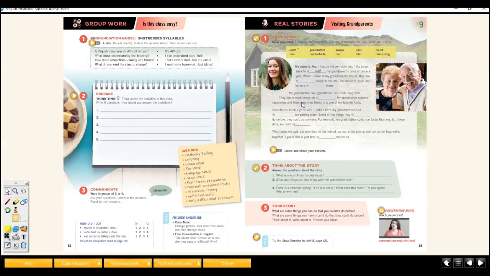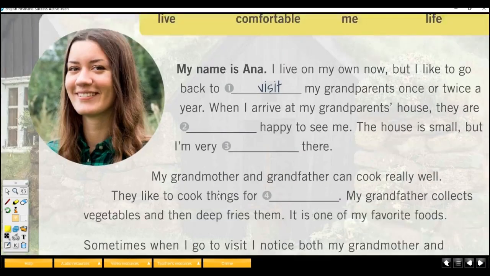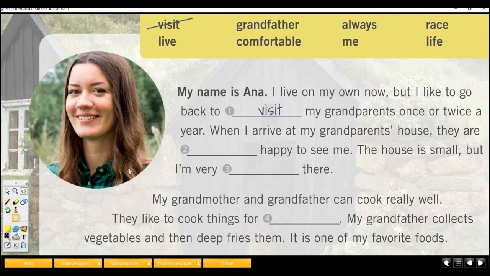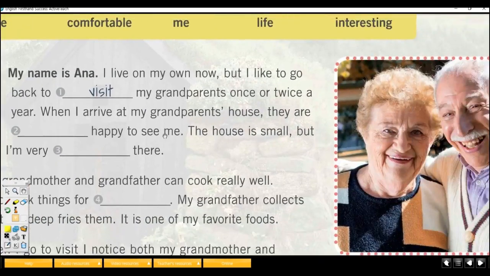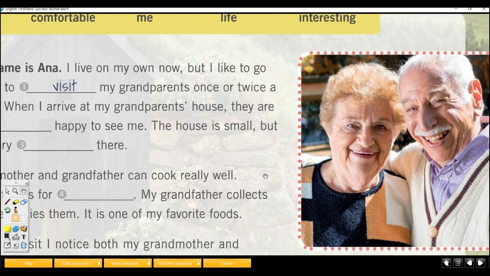I'll go to the reading over here. I'm going to skip this one. Okay, this is a girl. Her name is Anna. And these are her grandparents. Okay, her grandparents live in a small house. He likes to do gardening with vegetables. He's a vegetable gardener. And yeah, they're her grandparents. So let's read about them.